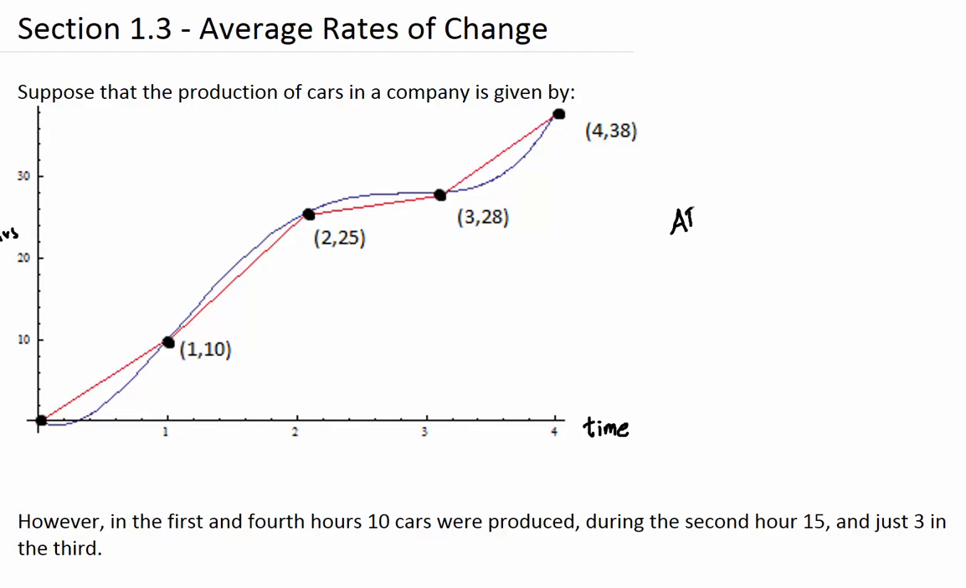So the average rate of change between 1 and 2 would be the number of cars that we produce in hour 2, which is 25, minus the number of cars that we produce in hour 1, which is 10. This gives us the total number of cars produced in that span of time, divided by 2 minus 1. So it gives us how many cars on average were produced in this span of time. And that gives us that the average rate of change was 15 cars per hour.